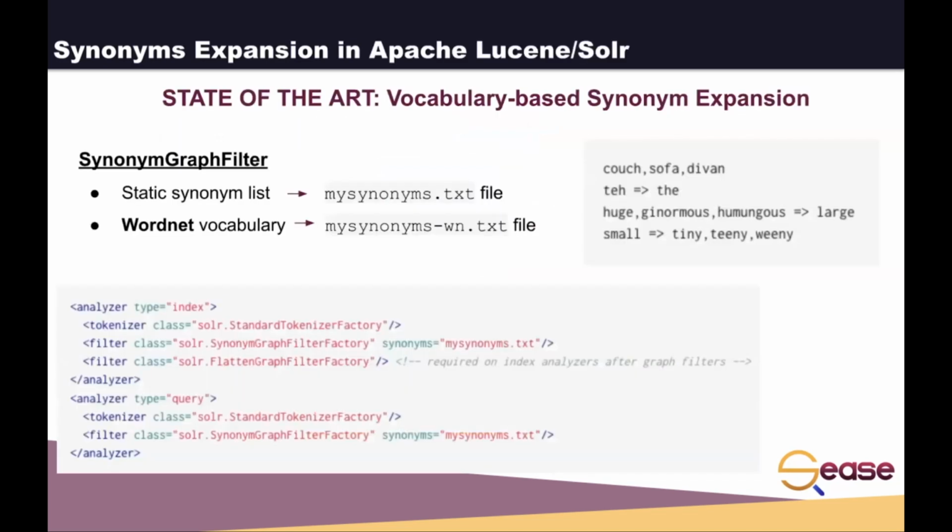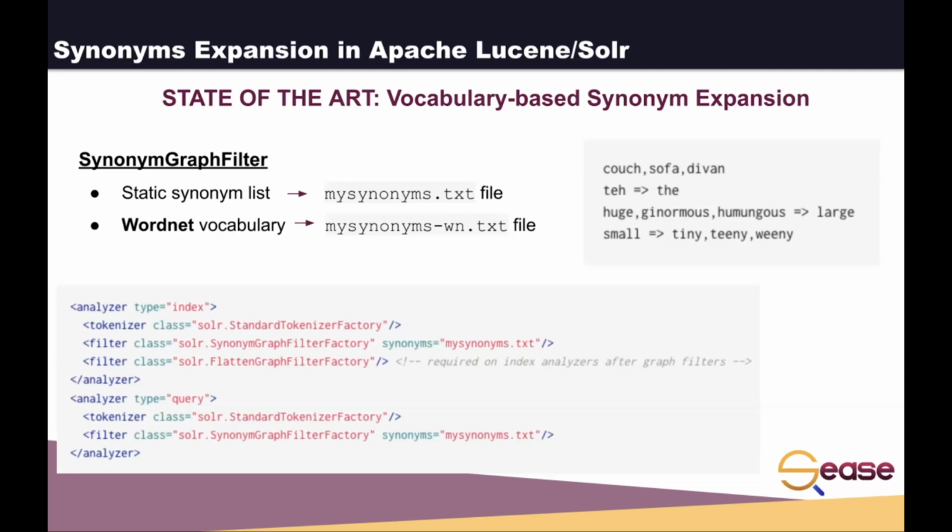How is it implemented in Lucene? We have a static file that we pass to an analyzer. So we create our custom analyzer. We create a synonym graph filter, and we pass this static file that contains synonyms to that filter. The static file is something like this. You see a list of synonyms. For example, if you see the first line, couch and sofa are synonyms.